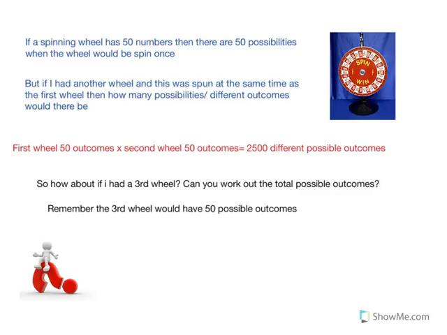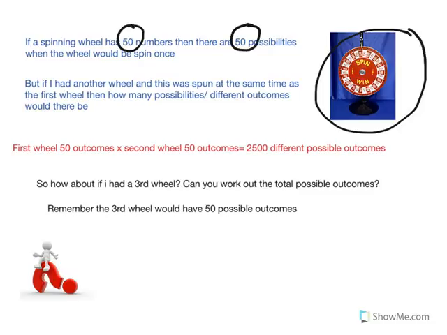Let's say you've got a spinning wheel here, like the one on the right hand side, and it's got 50 numbers on it. Therefore, there must be 50 possible outcomes. Let's say you've got a second wheel and you wanted to spin that at exactly the same time, and you wanted the number 1 on the first wheel and maybe the number 9 on the second wheel to come up. The way to work that one out is working out the number of possible outcomes for the first wheel, which is 50, multiplied by 50 outcomes for the second wheel. Therefore, your answer would be 2,500. And this would be 2,500 different possible outcomes.